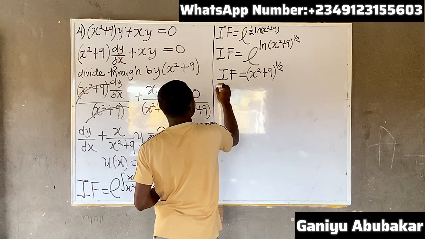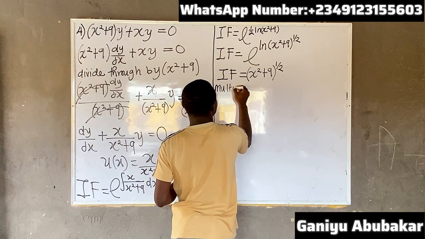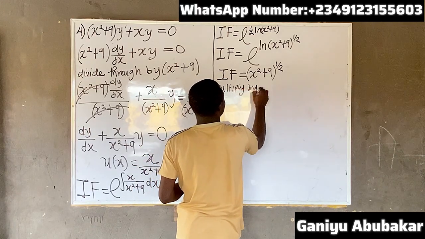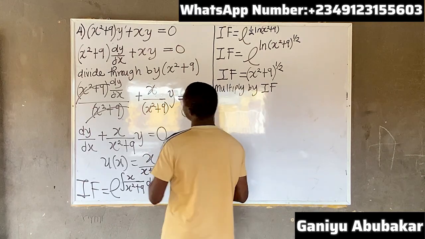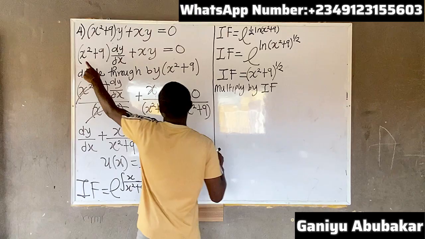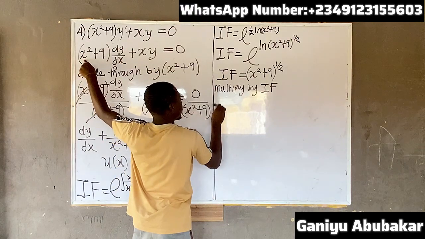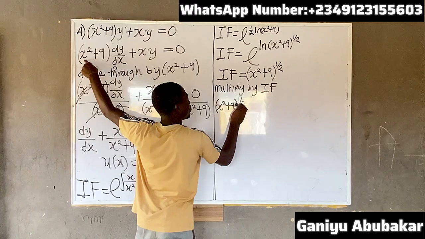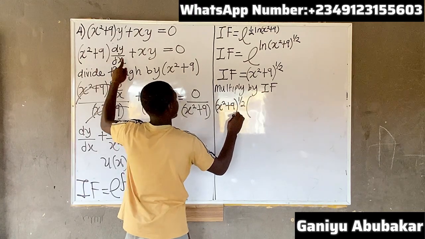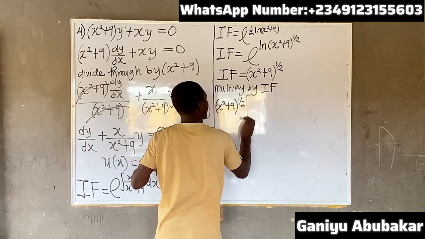So, multiply through by the integrating factor. That gives what? That gives you IF first. IF is (x squared plus 9) all to the power 1 over 2. Multiply this by this in a bracket.